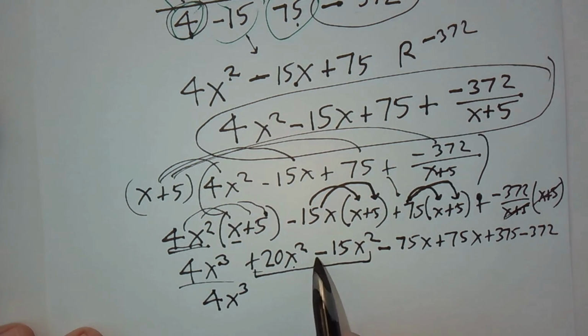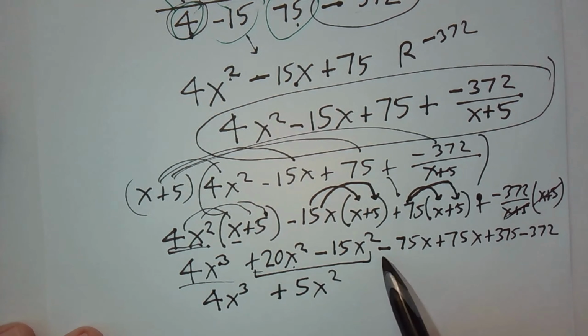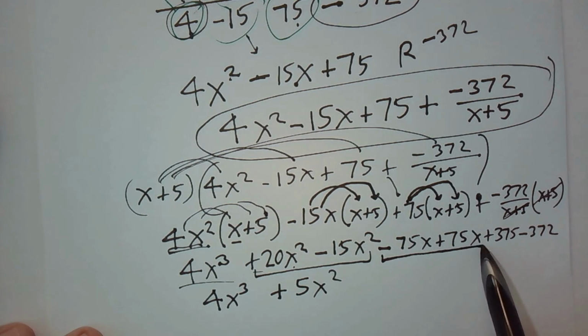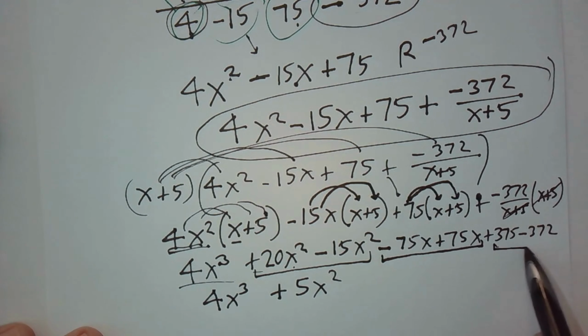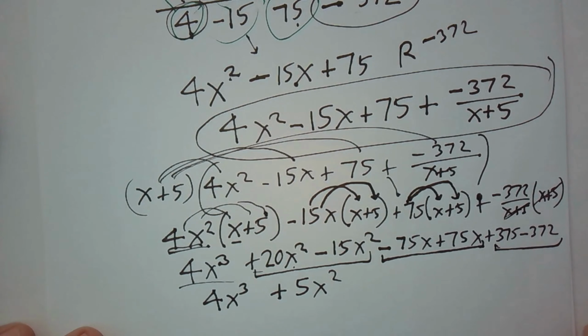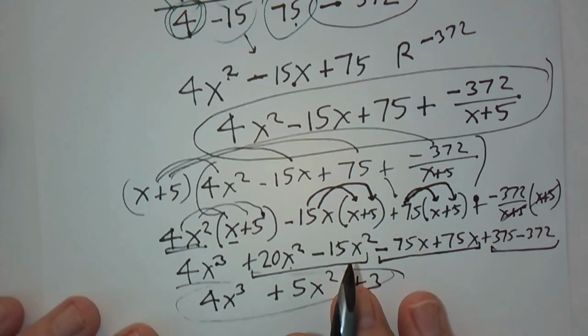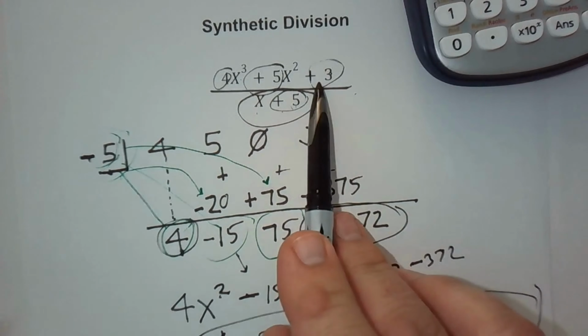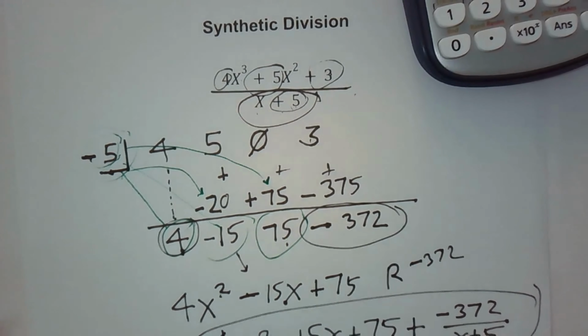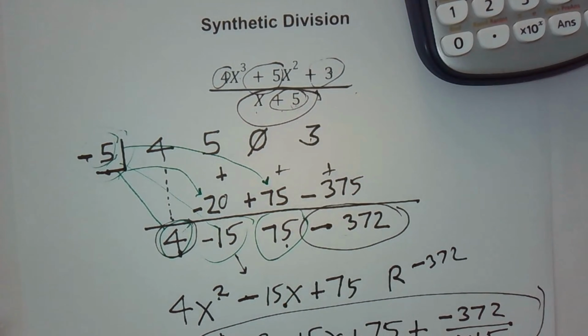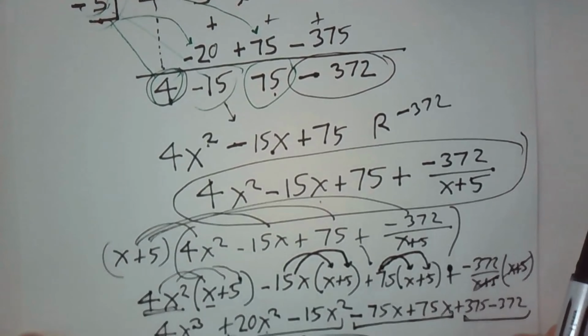I got 20x squared minus 15x squared gives me a positive 5x squared. Combine these terms, negative 75x plus 75x, that's a 0. So I'm not even going to bother to write that. And then I've got 375 minus 372 leaves me a positive 3. And if you notice, that is what we had up here as our original numerator. So we multiply the denominator times our answer, we get the numerator back. And that is our way of checking it.